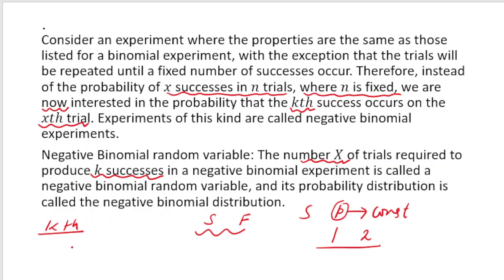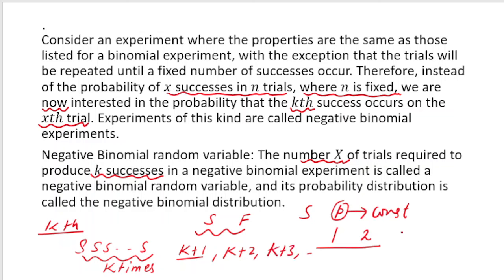If you are very lucky and you perform the first k trials and you get success in all the first k trials, right? So it is possible that you have to perform the experiment k times and you get success in all the k trials. But it is also possible that to get k successes you may have to perform the experiment k plus 1 times, or k plus 2 times, or k plus 3 times. So here the experiment can be performed till the time we get the k successes, right?